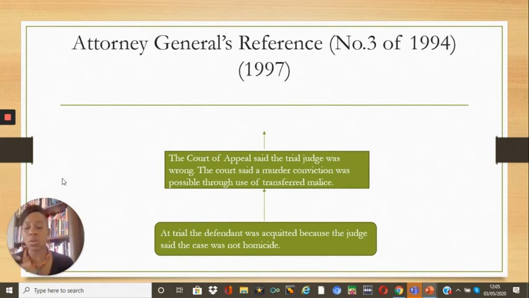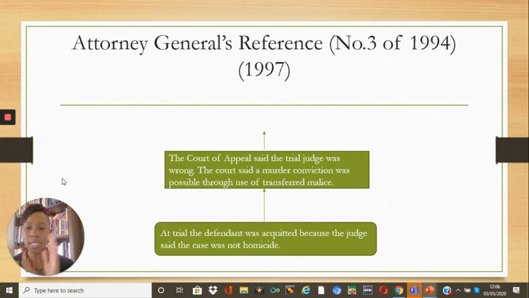Well, not obviously, but the appeal went to the Court of Appeal Criminal Division. And in the Court of Appeal, they said the trial judge was wrong. They said a murder conviction was possible, and they thought it was possible through use of transferred malice.